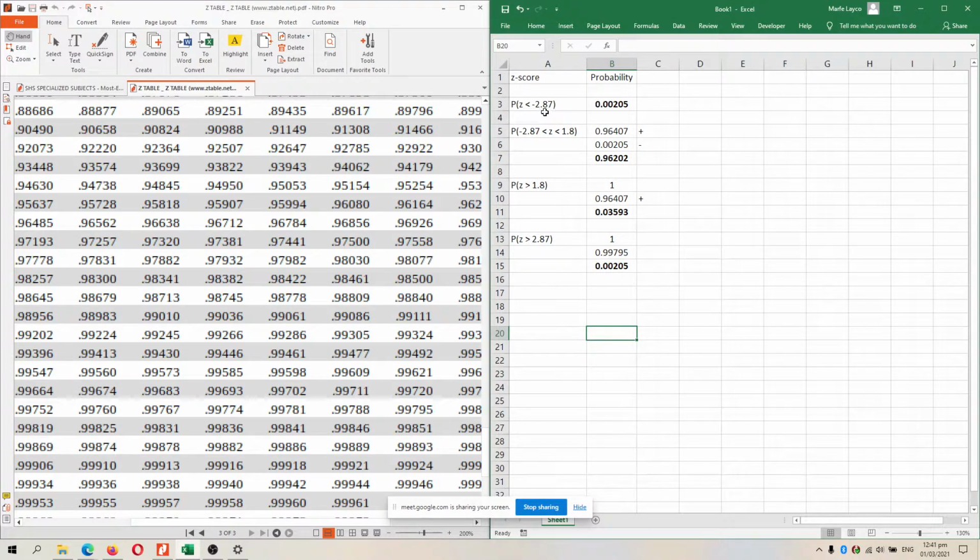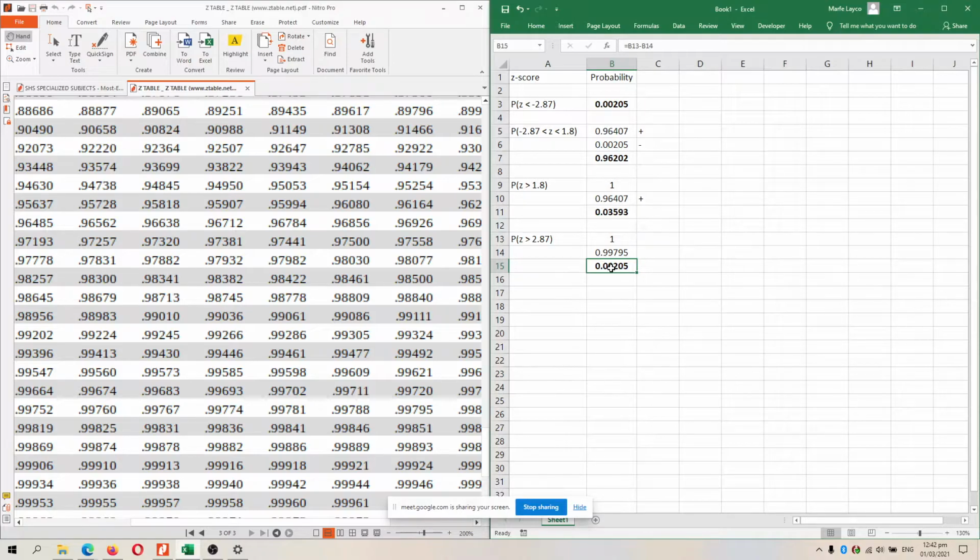Nakita niyo yung difference? Ito, less than negative 2.87. Ito, greater than 2.87. Parehas lang. Pero bakit kasi? Kung maaalala niyo yung shape ng ating tinatawag na curve, bell shape yan, di ba? So, both on the left side and right side, dapat parehas lang sila na magiging sagot. So, that is 0.00205. Ganoon din siya dito, kasi ang tinitingnan natin dito, anything that is greater than 2.87. So, ang probability nila is ganyan.